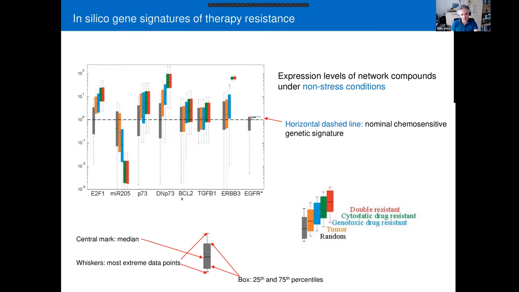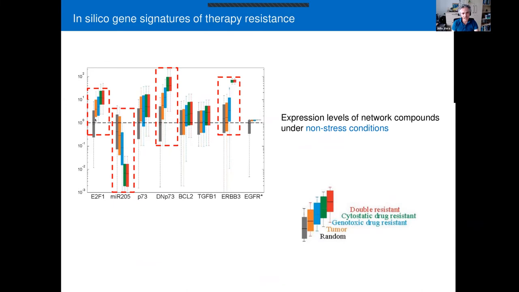So you see, for the different molecular markers we have in our computational model, we have here the statistics for the expression level in non-stress conditions for each one of them in different groups of simulations we found. And as you see here, we have a color code to discriminate the different groups of simulations. We have in blue, for example, the group of simulations in which the tumor cells were able to resist the genotoxic drug. We have in green the solutions in which the cells survive the cytostatic drug. And then we have in red solutions in which cells survive both therapies. And what you can see here is that for some of our molecular markers, there are clear-cut differences in the expression levels for the different types of simulations we did, and the different subpopulations of simulations.